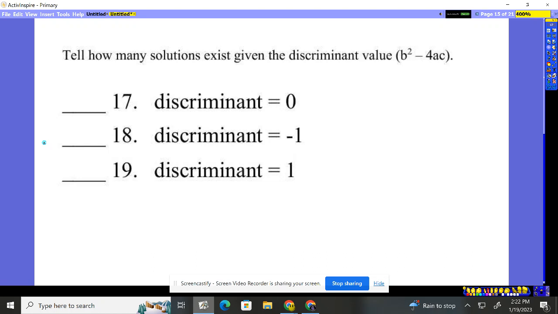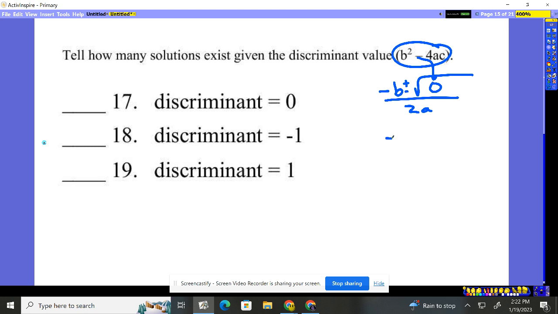Number 17, tell how many solutions exist given the discriminant value. This b squared minus 4ac is the piece. You always have the opposite of b, plus or minus the square root of b squared minus 4ac, that whole piece right here, all over 2a. Now, if that is a zero value, you're going to be adding 0 and then subtracting 0.